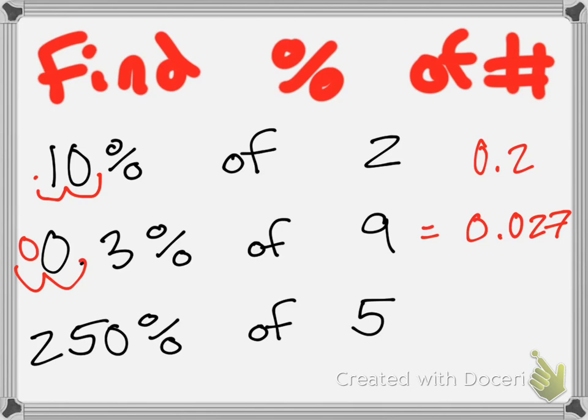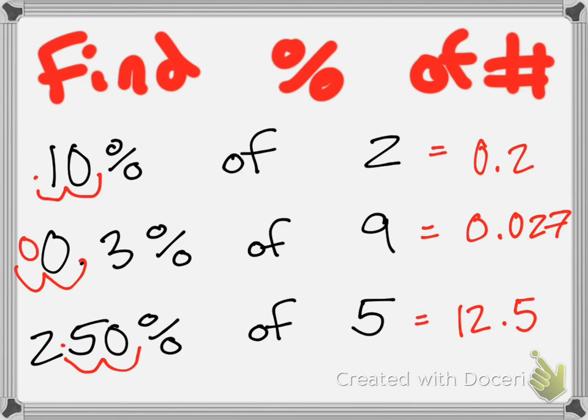250% of 5. We're over 100%. So we are going to get a number bigger than our original number. We move our decimal, 1, 2. We now multiply 2.5 times 5, and we get 12 and 5/10. That's all it takes.